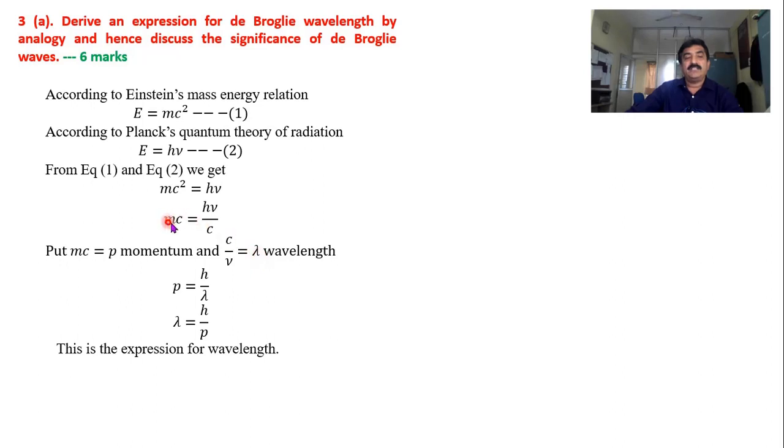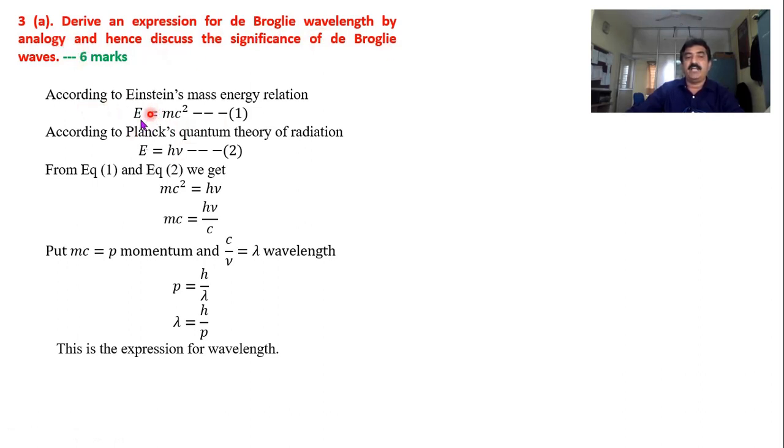So therefore this equation becomes, in the place of mc I write p, and in place of h I write h only. Observe carefully dear students, I have nu divided by c here, but c by nu is lambda. Therefore, nu by c must be 1 by lambda. So h into 1 by lambda can be written as h by lambda, or lambda is equal to h divided by p. So wavelength of the de Broglie matter wave is equal to the ratio of Planck's constant and momentum. So lambda is given by h by p. So this is the derivation of the expression for de Broglie wavelength by analogy.